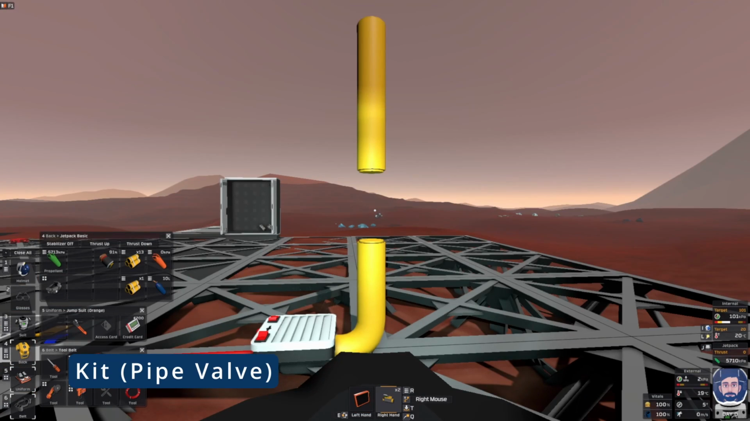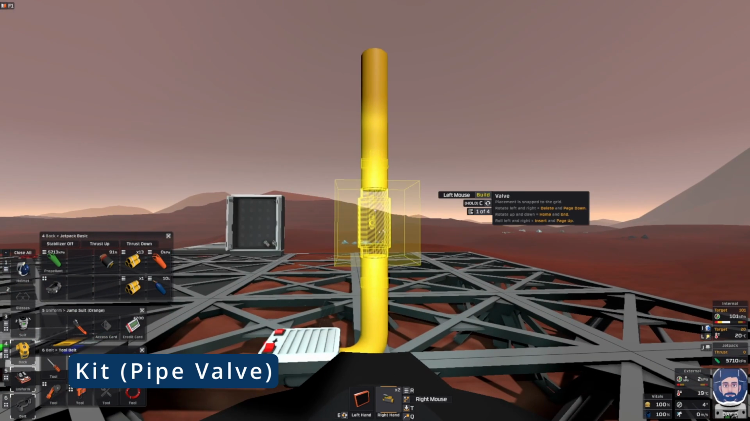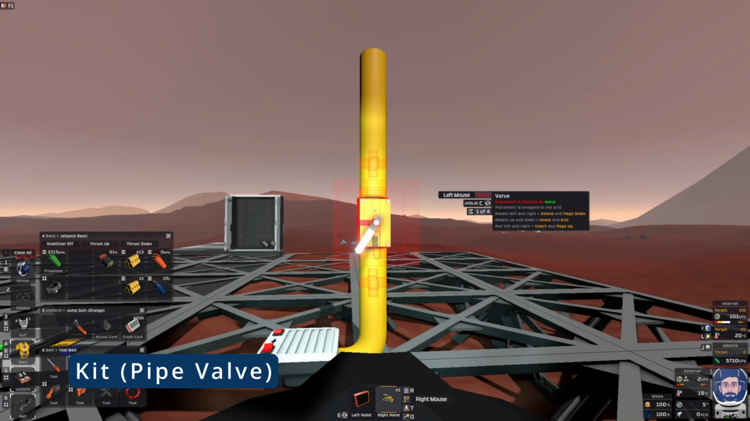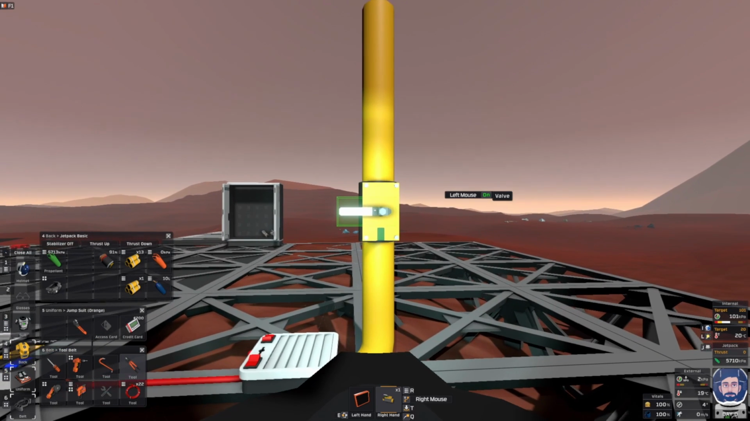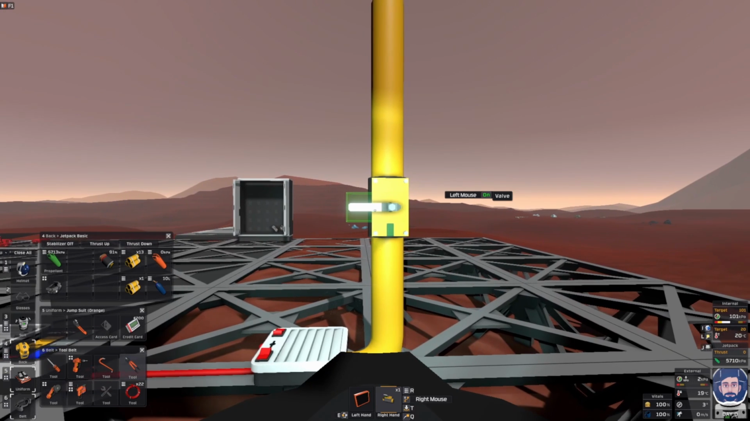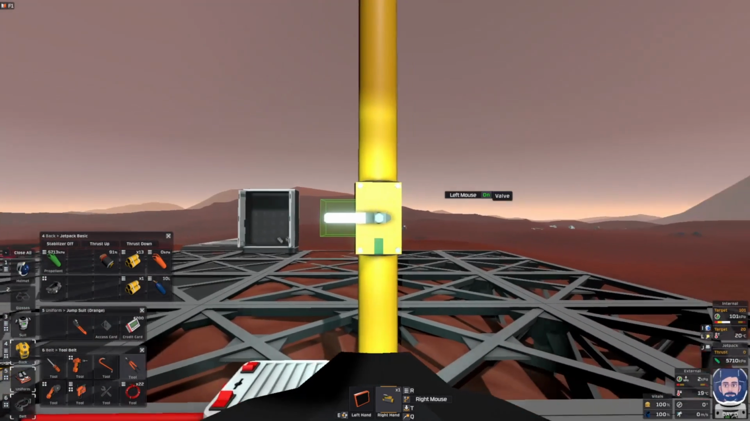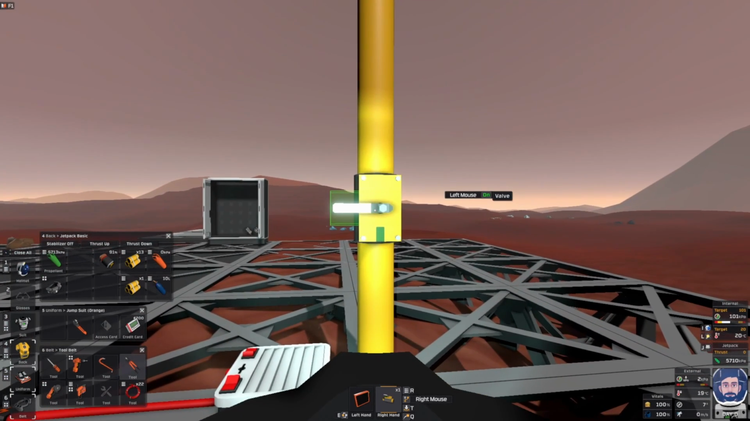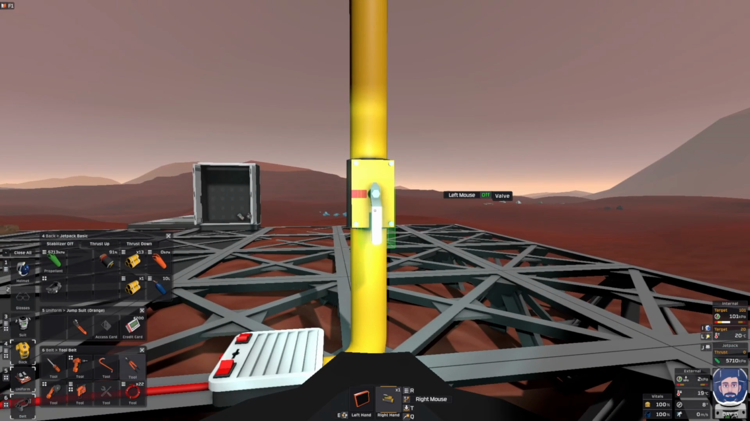Another item that you start the game with is the kit pipe valve. If you have two sets of pipe, you can place a pipe valve in between them to allow you to connect or disconnect them as well. When the lever of the valve points perpendicular to the pipe or to the red marker, the connection is closed.